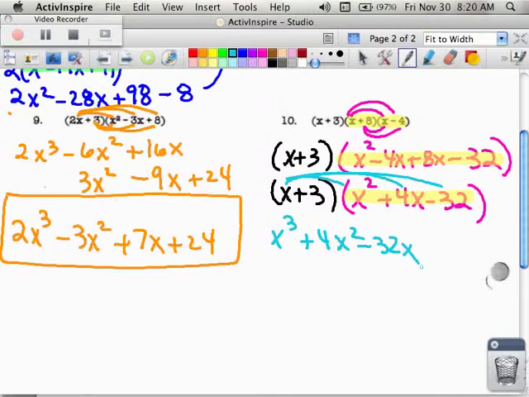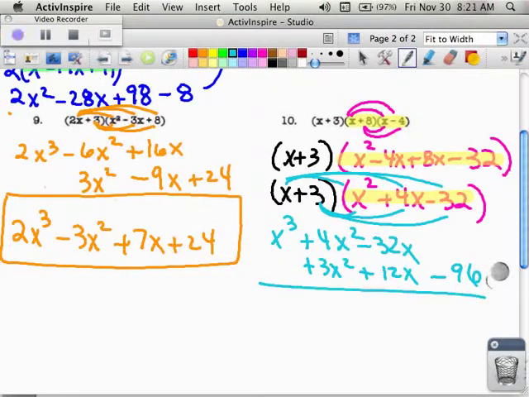I move on to the positive 3 and I do the same thing. And again, I'm going to line up the terms that match. So 3 times x squared is positive 3x squared. 3 times 4x is positive 12x. And 3 times negative 32 is negative 96. I put those together and I see that I end up with x cubed plus 7x squared minus 20x minus 96 as my final result.